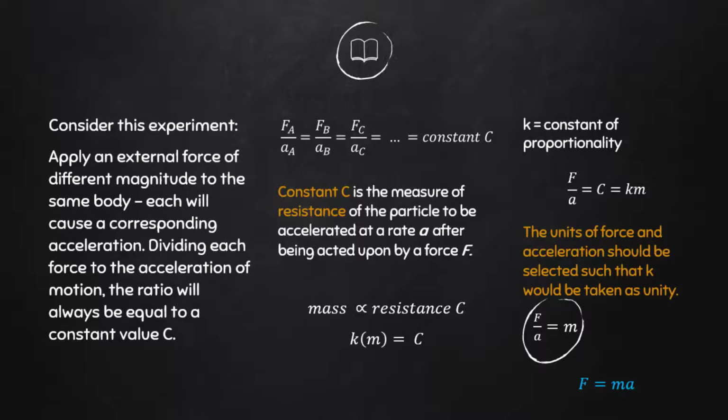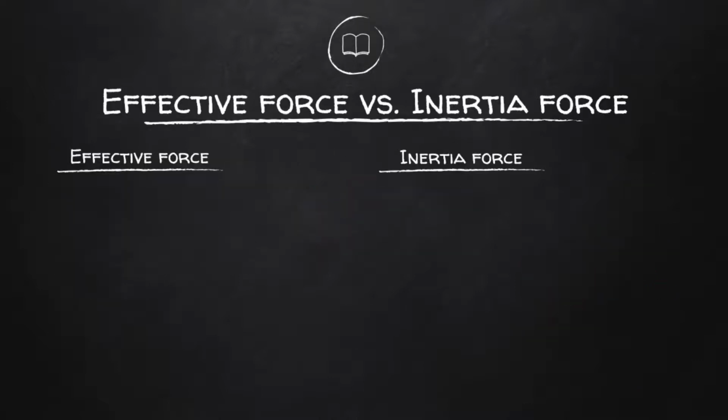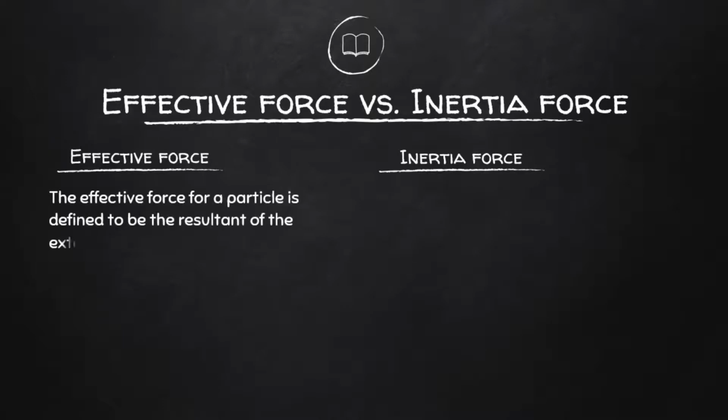The fundamental equation of kinetics for a particle is often associated with D'Alembert's Principle. And before we study this principle, let us first define what is an effective force of a particle and what is an inertia force. The effective force for a particle is defined to be the resultant of the external forces that act on the particle.